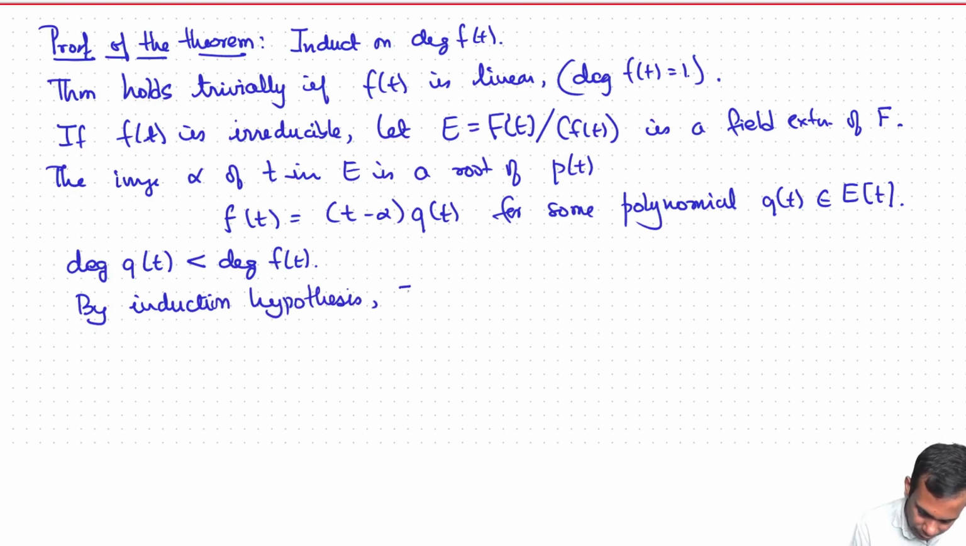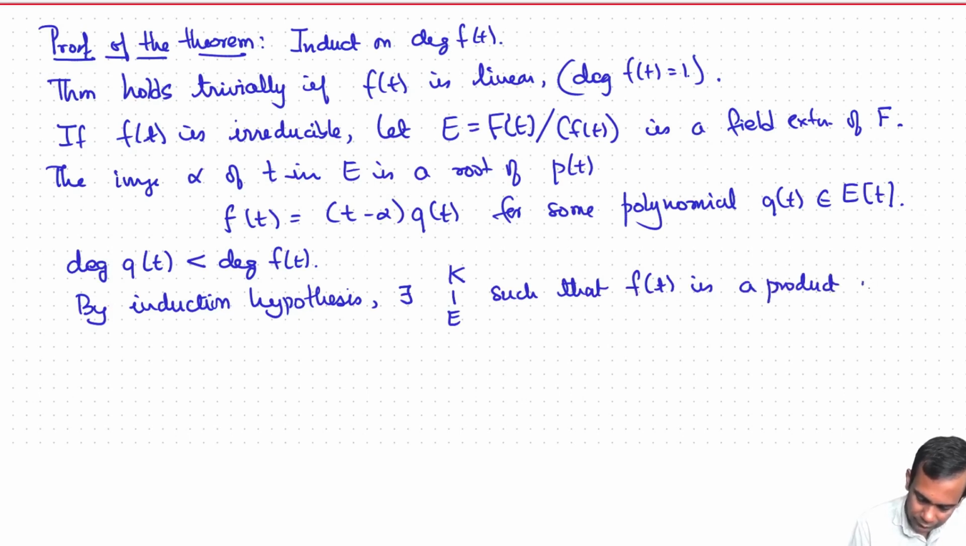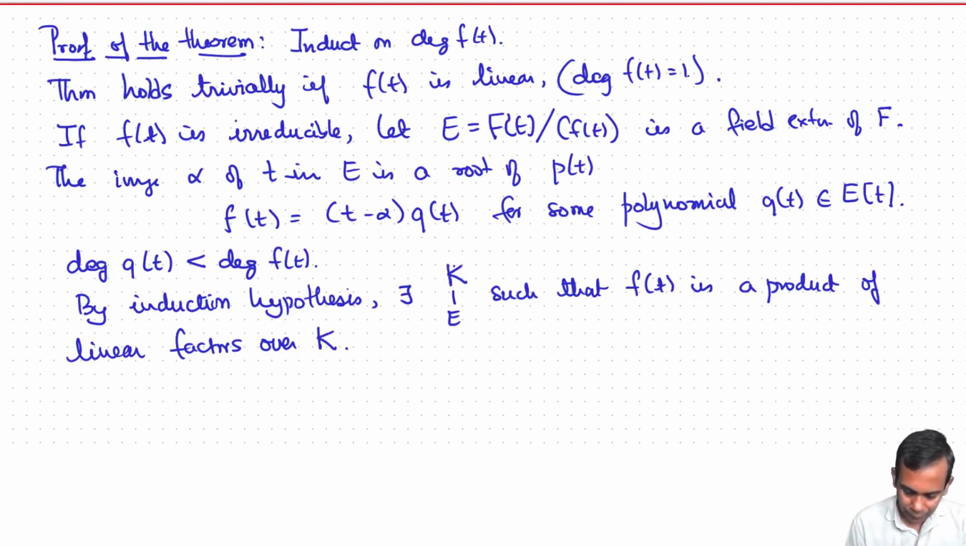there exists an extension K over E such that q(t) is a product of linear factors over K. And so f(t) splits as a product of linear factors in a field K, which is an extension of F, because E itself is an extension of F.